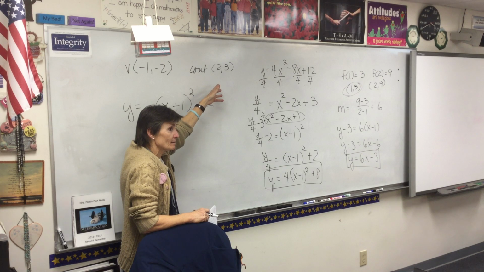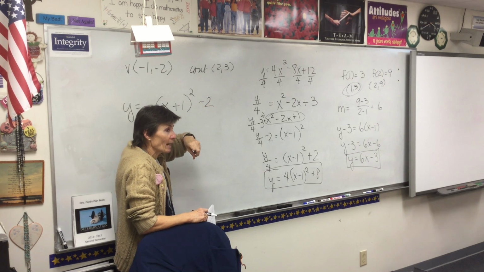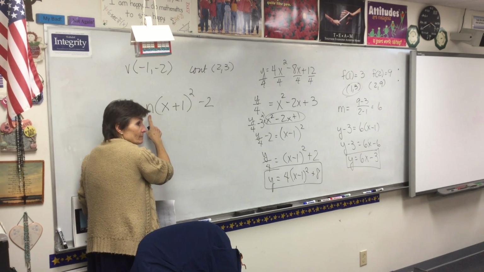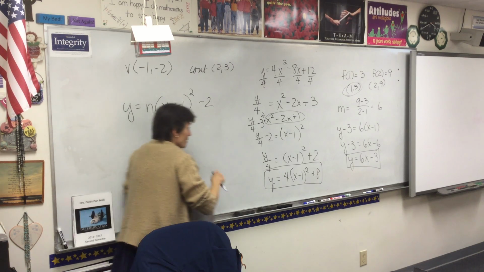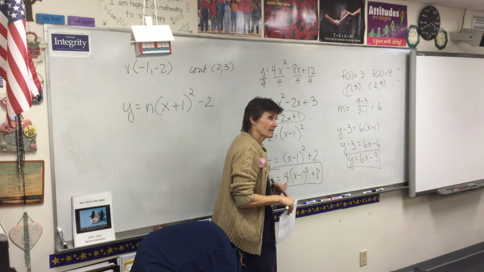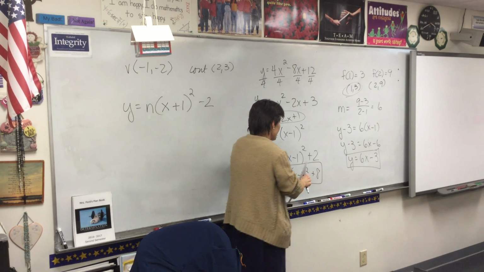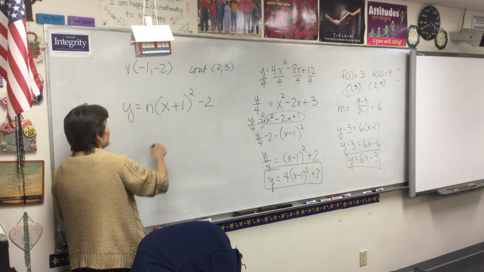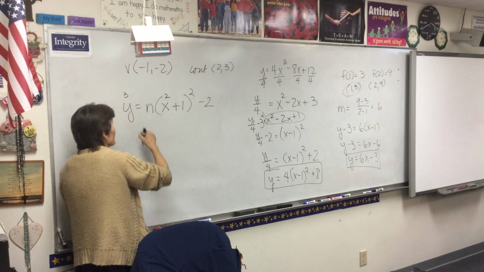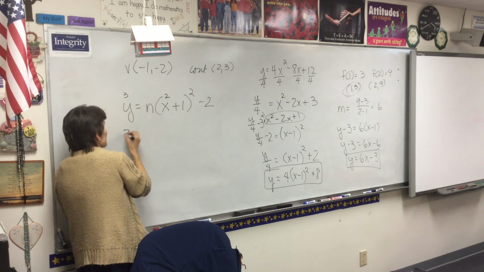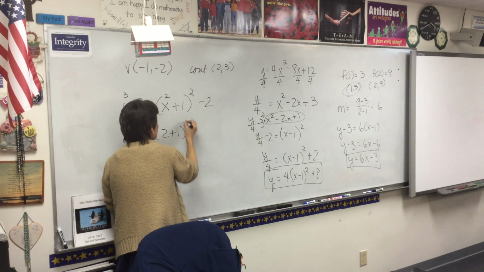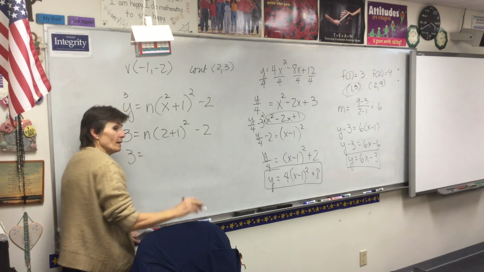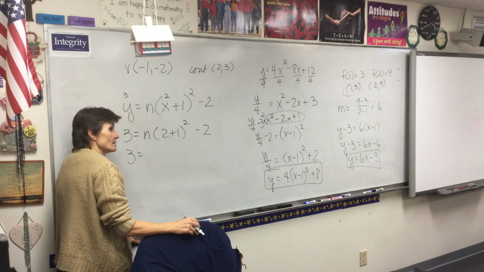Now what's that other point for though? What is that doing? I'm going to plug it in. And when I plug it in, I'm looking for what? That guy. Right? Because this number doesn't have anything to do with the vertex, does it? Nope. So when I know the vertex, I only know that part. I need another method, another step to find that number. So I'll put in 2, 3: 3 for y, 2 for x. So 3 equals n times 2 plus 1 squared, minus 2. 2 plus 1 is 3, squared is 9.